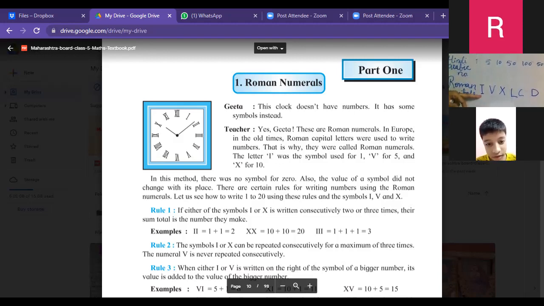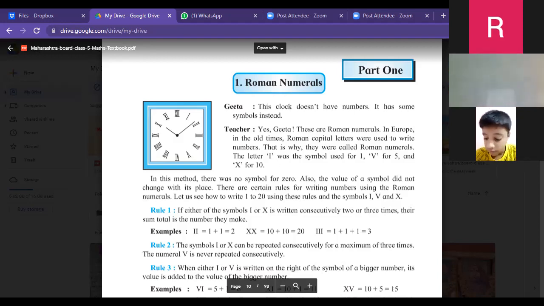Can you repeat this? For 1 we are writing I. For 5, V. For 10, X. For 50, L. For 100, C. And for 500, D. And for 1000 we are writing M. Is it clear to you? Yes, teacher. Okay. Now let's see what the rules are, how you have to count. Then you are easily able to calculate and write Roman numerals.